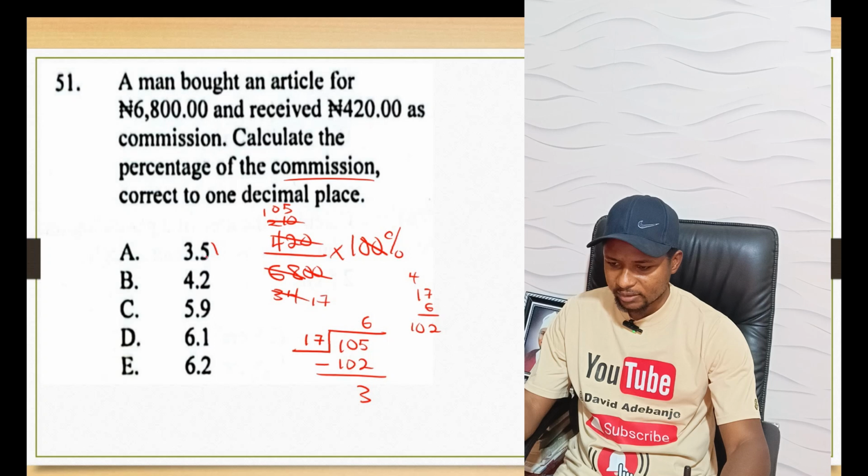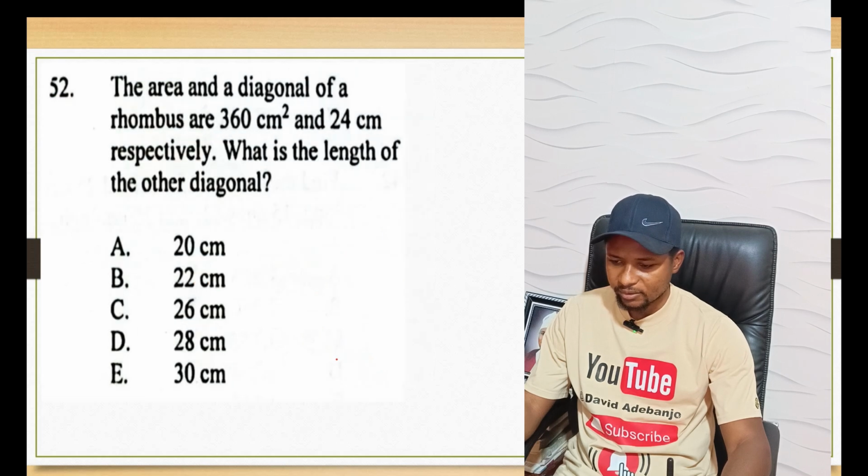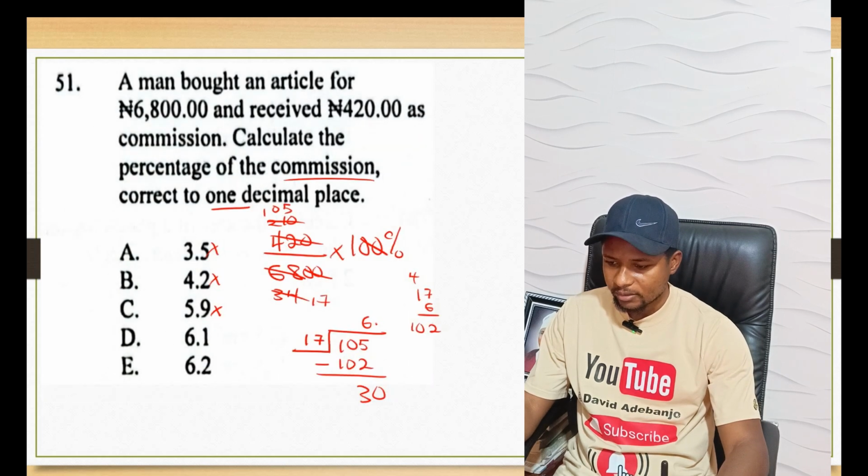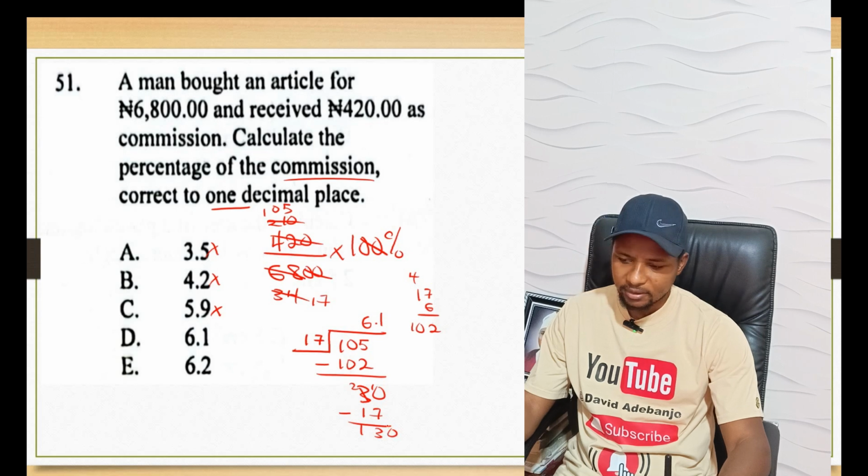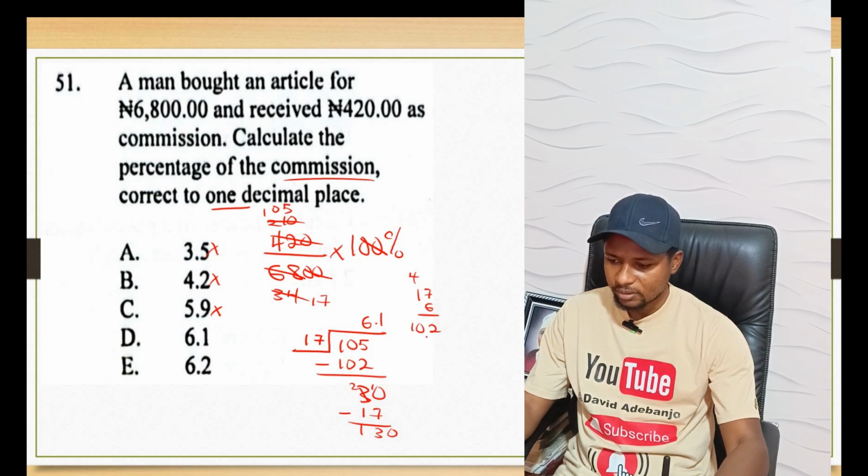Already I know my answer can never be A, B, C, because I've gotten 6 points, and there's a 1 decimal place. So I still need 2 digits. It's a decimal, add 0. How many times? It will go once. And then 1 times 17 is 17. You subtract, and that will give you 13. And then add 0 again. And then that's 130. So how many times does 17 go in?